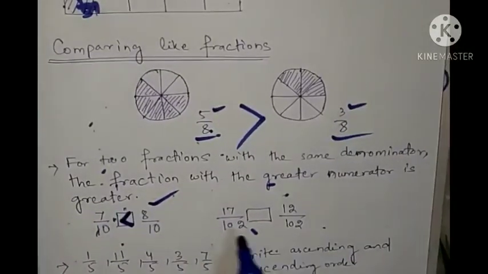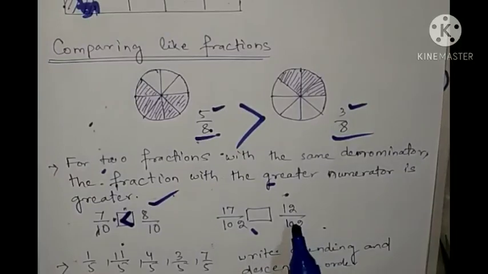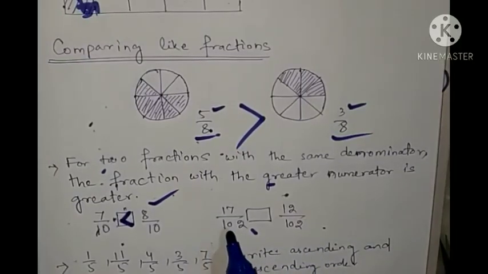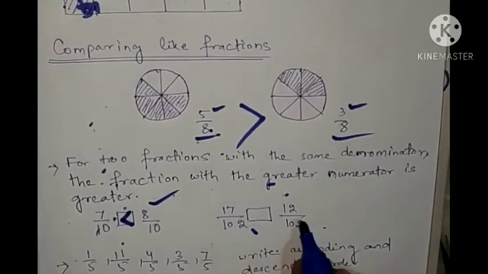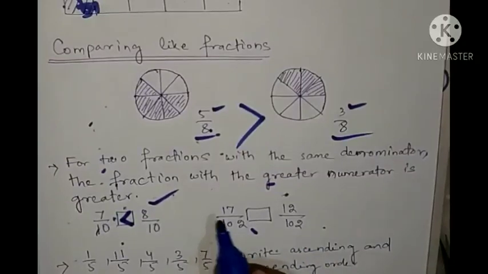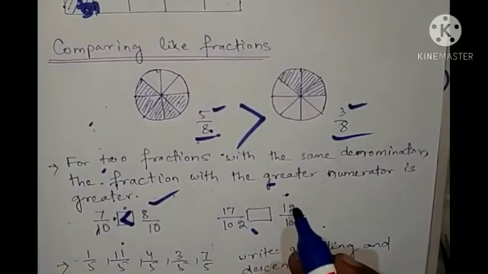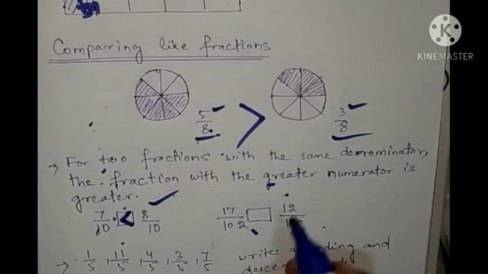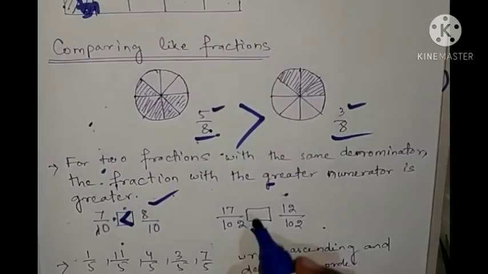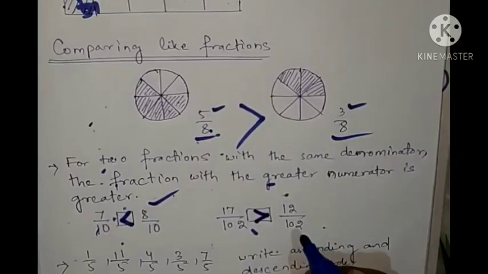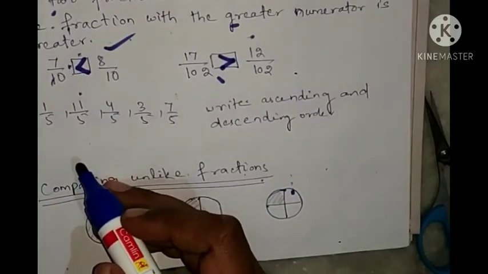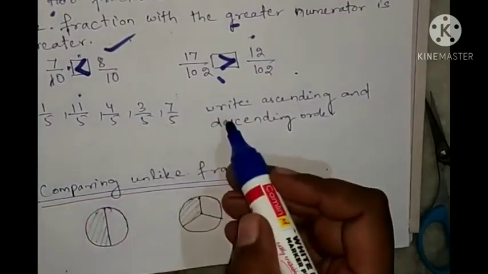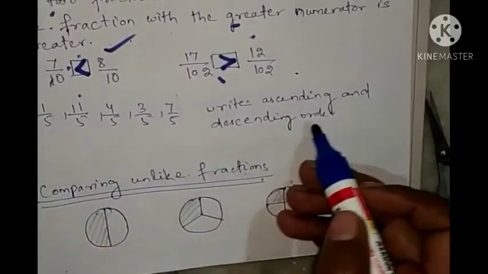Here you will see 17 by 102 and 12 by 102. So 102, 102 both have the same denominator. So these both are like fractions. So we can see 17 is bigger than 12. Means this numerator is bigger than this numerator. That's why 17 by 102 is greater than 12 by 102. Like this, you can find out. What can you find out? You can write these in ascending and descending order.